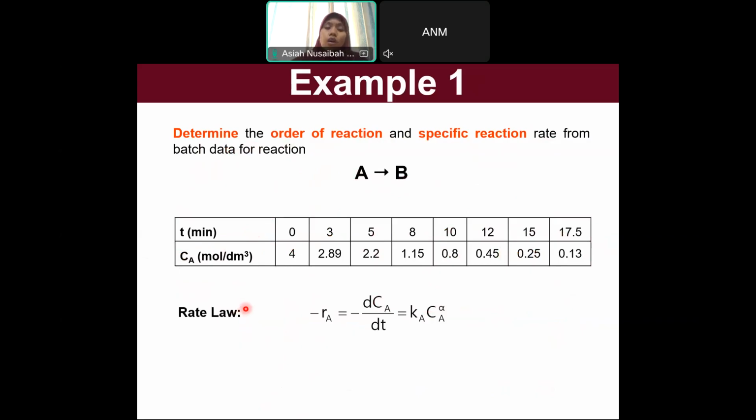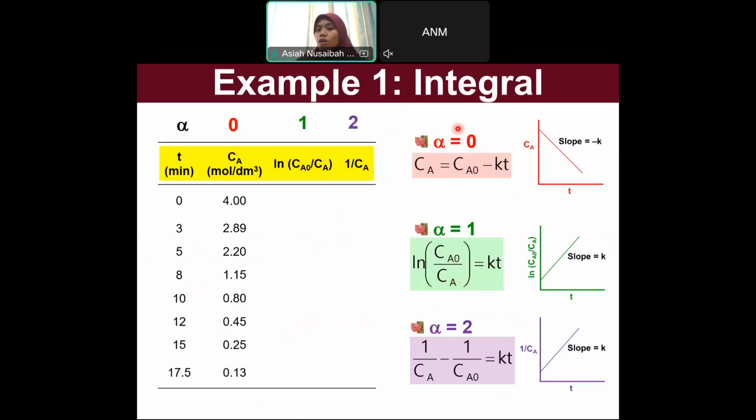Well, we know the rate law is generally equal to minus rA equals minus dCA over dt equals k CA^alpha, since there's only one reactant. So what do we do? We have to evaluate all three. First, we have to evaluate whether it's 0th order. Then we have to plot CA versus t to fulfill the equation CA equals CA0 minus kt.